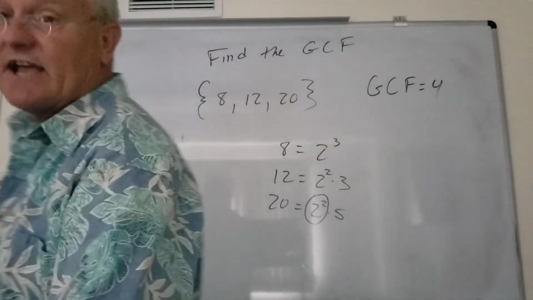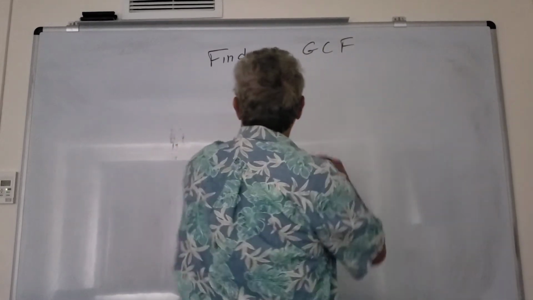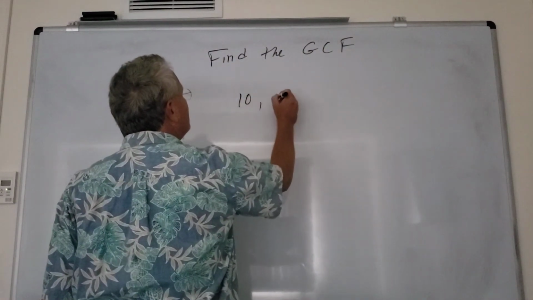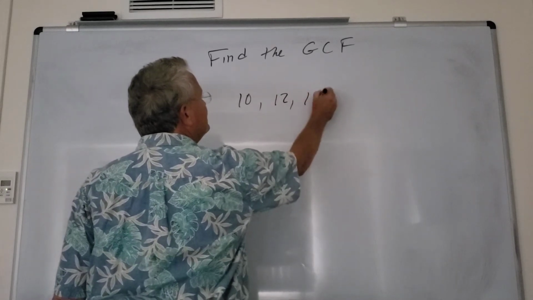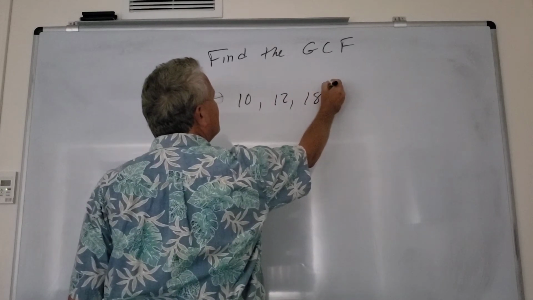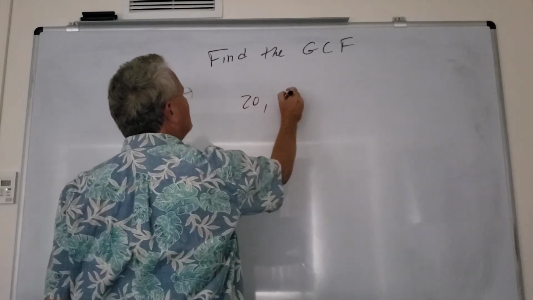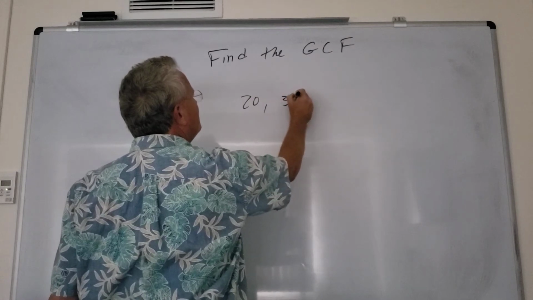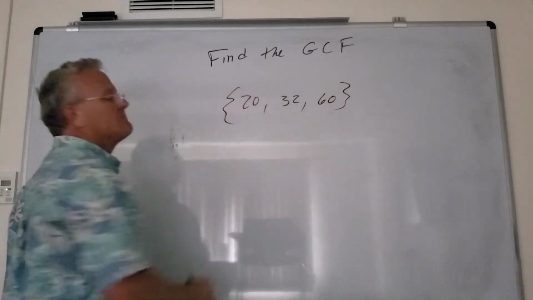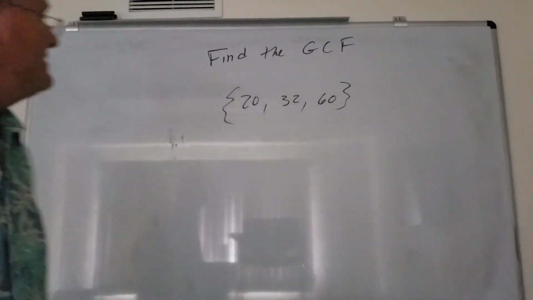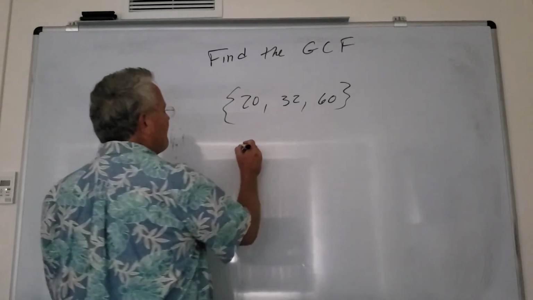So let's do another example. Let's say we have 10, 12, and 18. Now let's do 20, 32, and 60. All right. This might be a little bit trickier to do in our head, but let's just factor these.